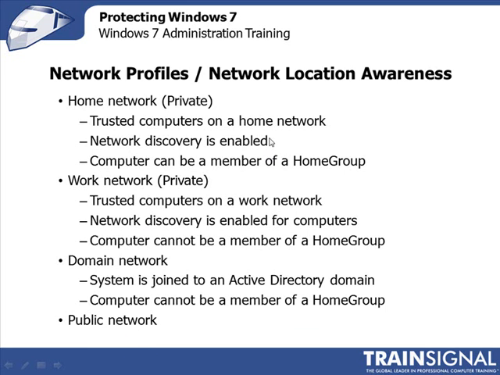In the case of a home network, the network discovery capability is enabled so you can find other network resources out on the network. And when you connect to a home network, the computer can be a member of a home group. This is a special grouping of machines available in Windows 7 for home users. On a work network, it's very similar to a home network, except the computer cannot be a member of a home group because it's a work computer. Again, with a domain network, a computer cannot be a member of a home group either, nor can it be on a public network.